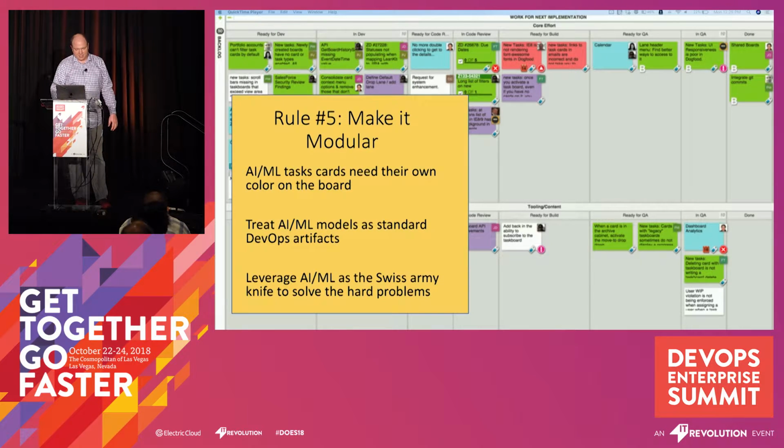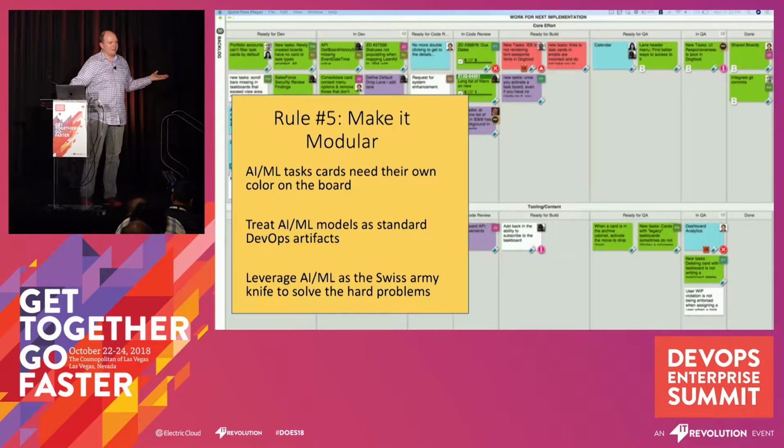And next point, rule 5, make it modular. I'll keep this short because we don't have a ton of time, I think. Make it modular just means use a different color on the board for AI, because you really don't know if your model will actually produce the results that you think it will.